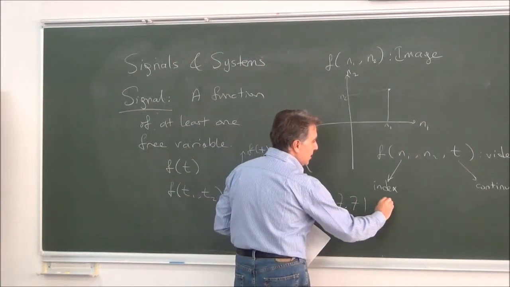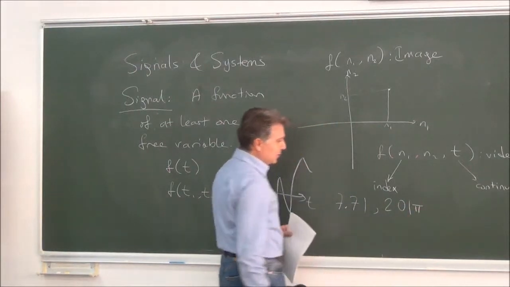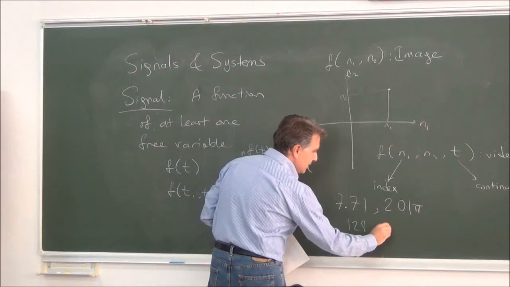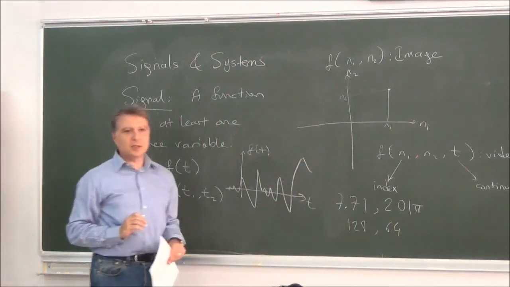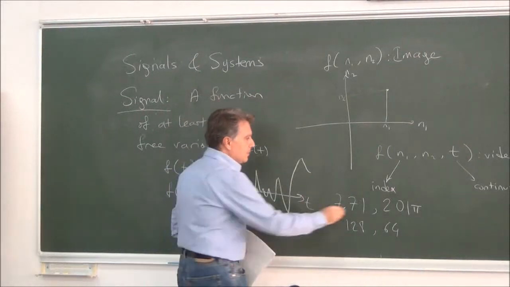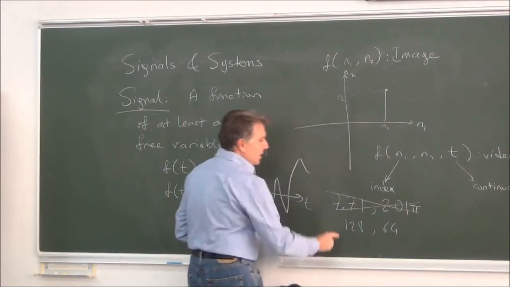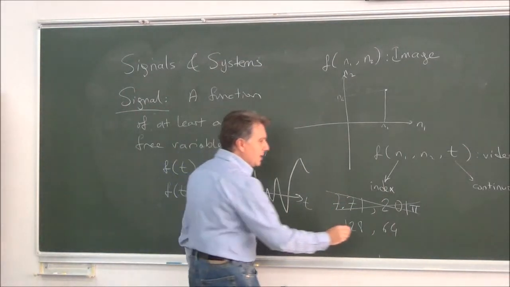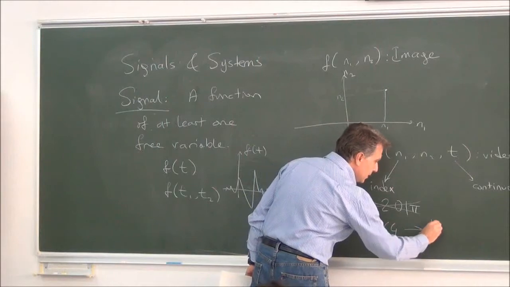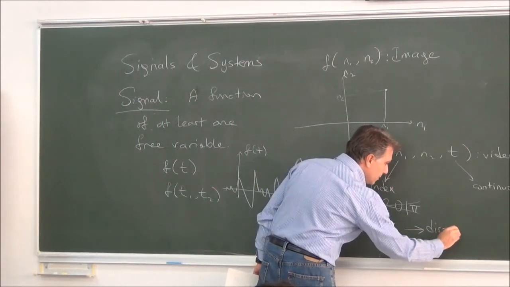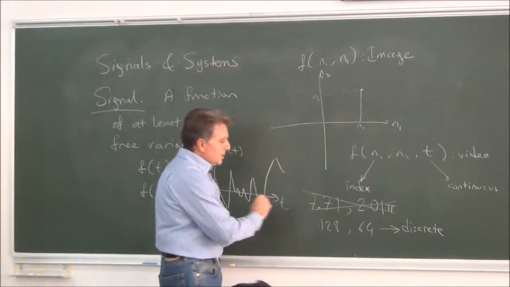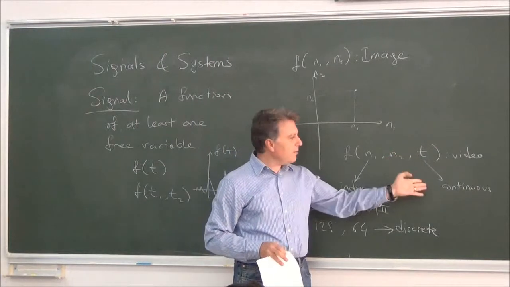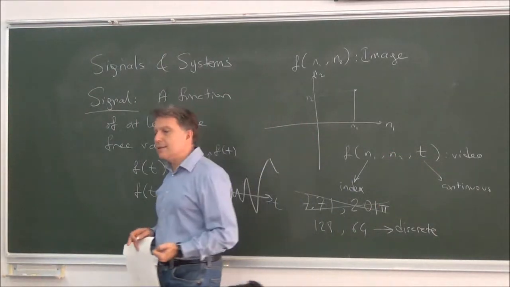We don't talk about a digital image with coordinates like 7.71, 3.01 pi. There is no such index. The indices are 128 and 64, things like that, right? Just integer numbers. These indices will have integer index values like this, and they are called discrete values. These integers are discrete values. A continuous variable like t will have continuous values, any real number that you may think of.